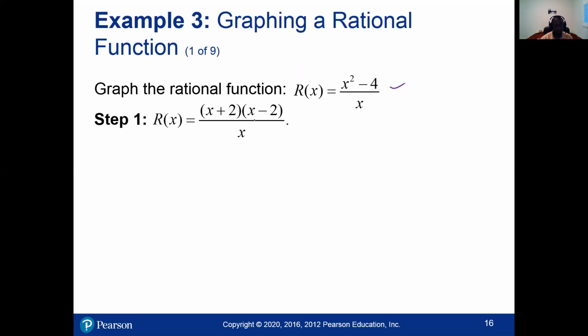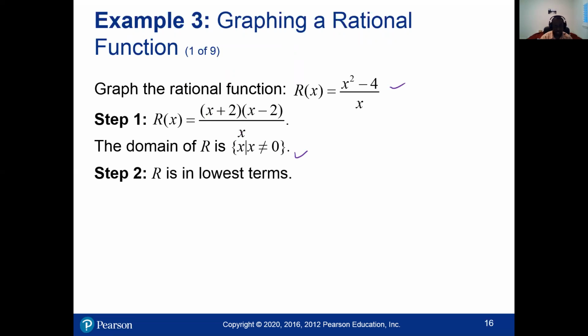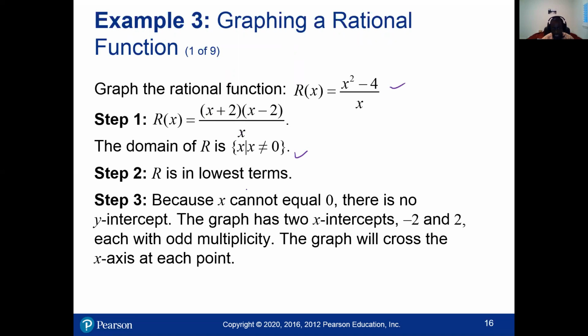Divided by x. Okay. So what's the domain? Everything except x equal to 0. Okay. Then step 2, it reduces in the lowest terms. It is in its lowest terms. So the r of x in this case is the same as x plus 2 times x minus 2 divided by x. That's its lowest terms. All right.